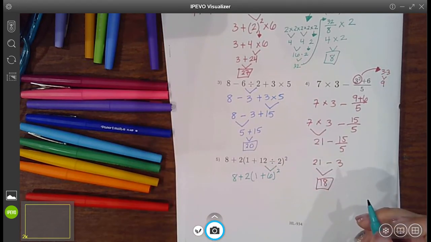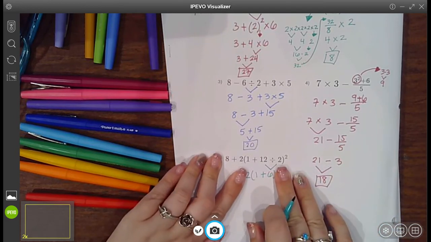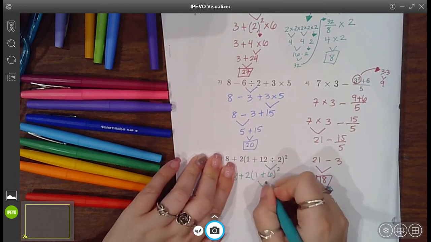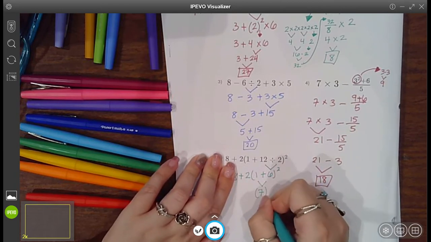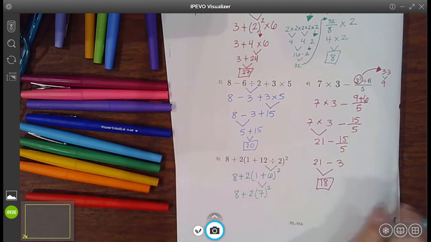Now, do you still see parentheses that need to be simplified down to a single number? We sure do right here. That 1 plus 6 can be simplified down to 7. Okay. This is where it gets tricky. What do you think? Do you do 2 times 7 and then square that, or do you do 7 squared first?